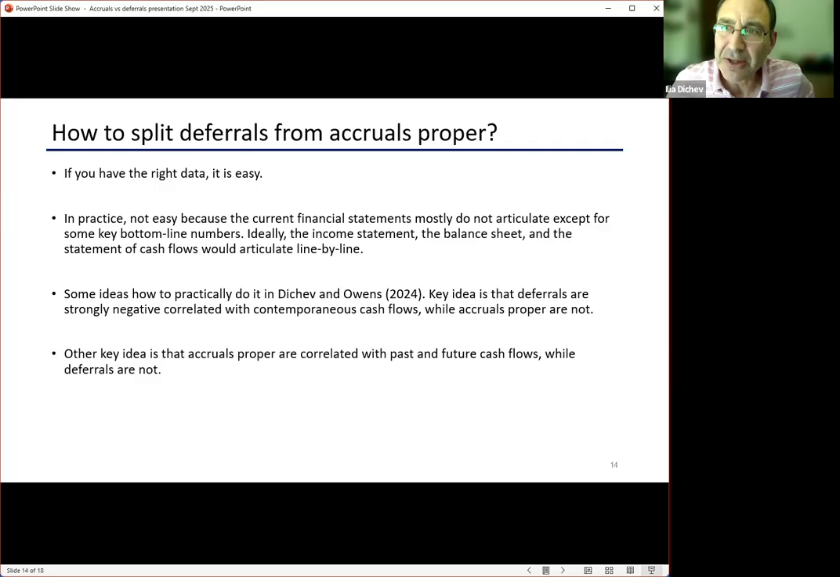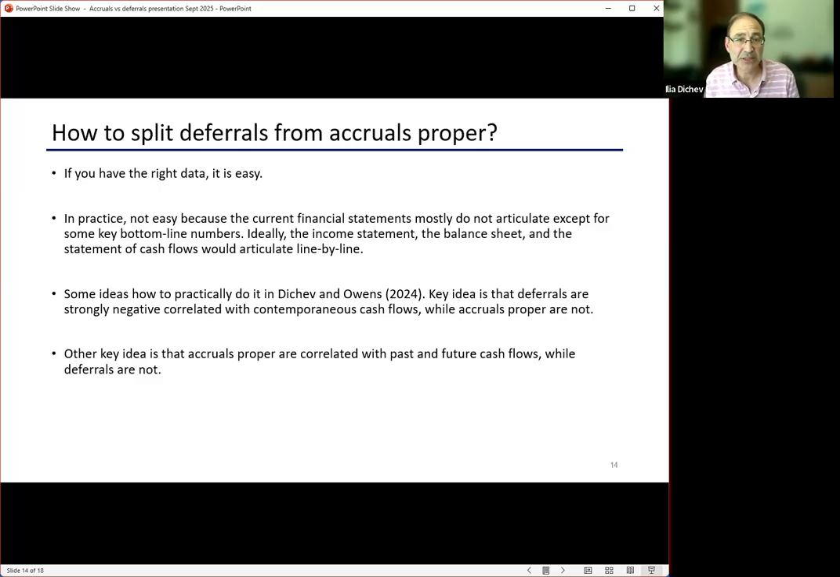Well, if you have the right data, like I had on the slides, it's easy. There's no problem. Unfortunately, with real-life data in the current financial statements, it's pretty hard. The big thing is that they don't articulate except for some of the bottom lines, so it's pretty messy. The cash flow statement is a mess. You need a direct cash flow statement if you want articulated financial statements, but that's not going to happen. Although in Europe and China, I guess they have some of that.